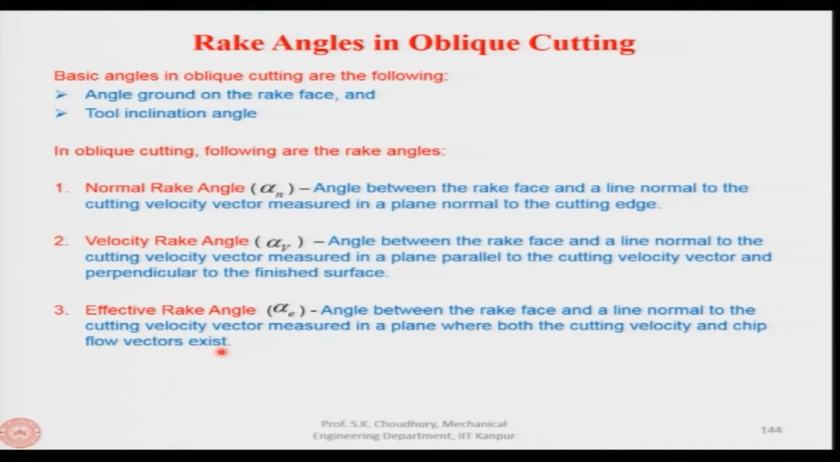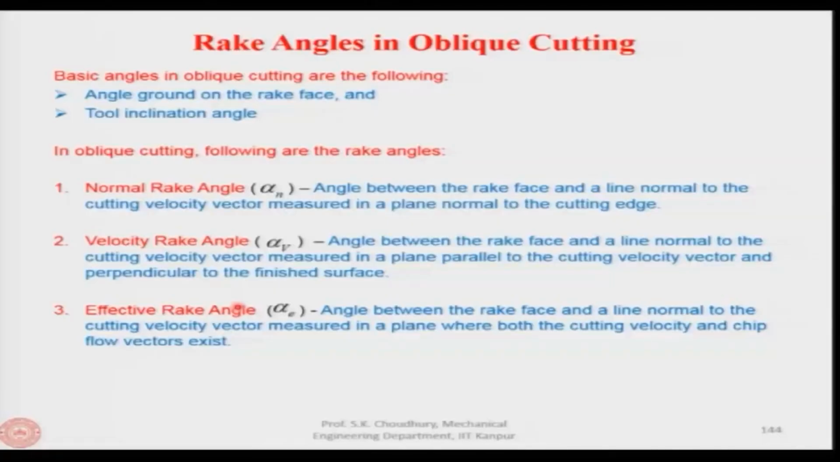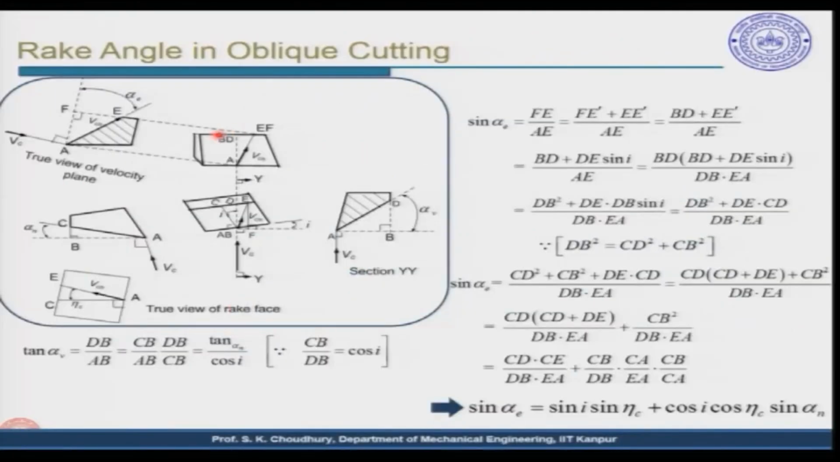Now, the angle is the same, but the value will be different because they are measured in different planes. The normal rake angle is measured in a plane perpendicular to the cutting edge. The velocity rake angle is measured in a plane parallel to the cutting velocity vector and perpendicular to the finished surface, and the effective rake angle is measured where both the cutting velocity and the chip velocity vectors exist.